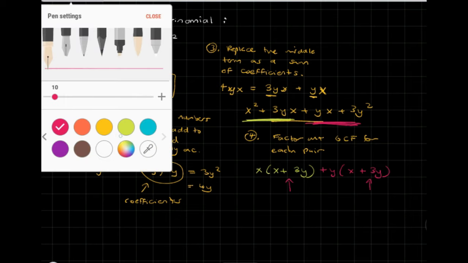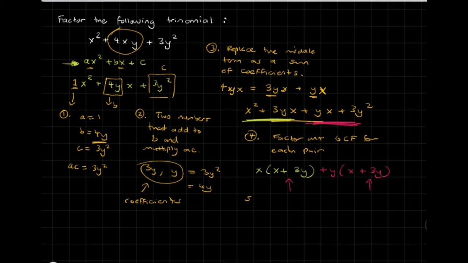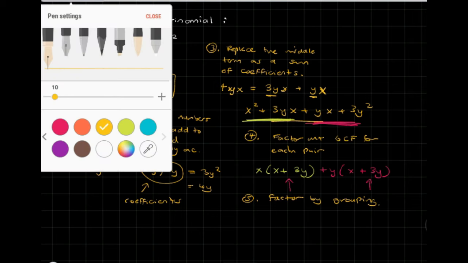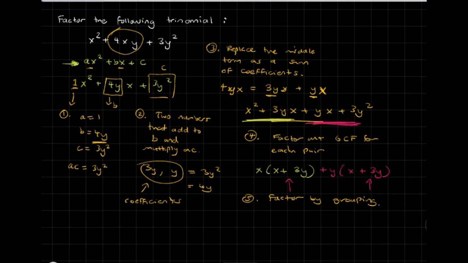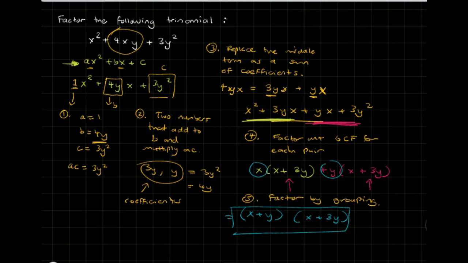And then the last step is we're going to factor by grouping. So if we're factoring by grouping, we're going to group these two values. We're going to group the x and the y together, and we're going to keep the common factor the same. And then this is your factored form. Okay, so that's the idea for factoring complex quadratic expressions.